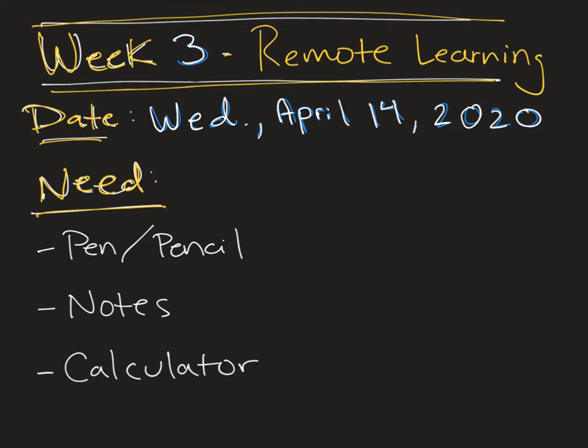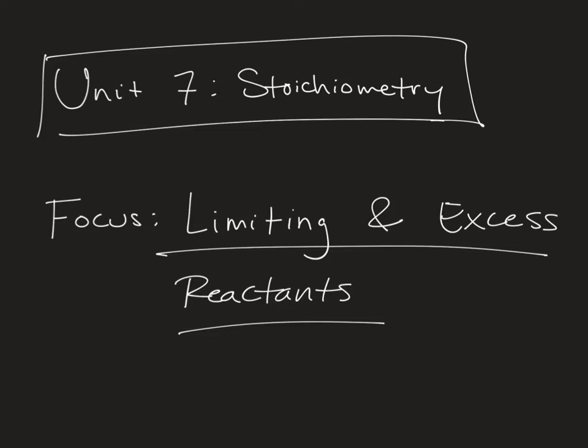Just like the previous 2 weeks, what you'll need is a pen or pencil, your chemistry notes, and a calculator. Okay, this week we're continuing on with our Unit 7, Stoichiometry. Now the focus is going to be on limiting and excess reactants.